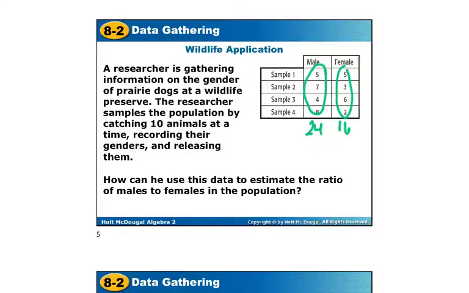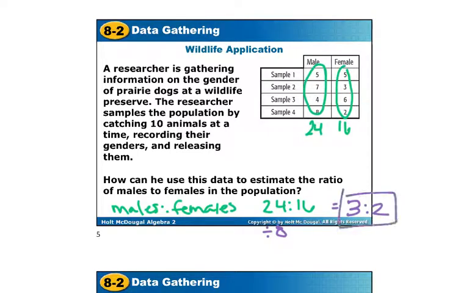And so that means that the ratio of males to females, meaning males colon females, is going to be 24 and 16. But then, of course, we want to reduce that as much as possible. So I'm going to divide by 8, looks like. So if we divide by 8, we're going to get 3 eighths and then 2 eighths. So 3 to 2. So for every 3 males, there are 2 females.